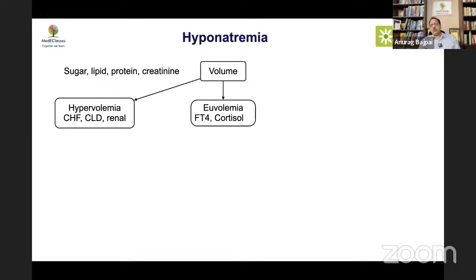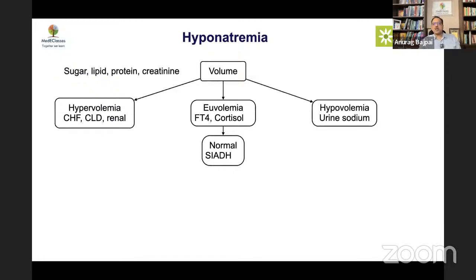If the volume is normal, look at thyroid and cortisol. If it is normal, this is SIADH. If it's abnormal, that's like a multiple pituitary hormone deficiency. If volume is low, look at urinary sodium. If the urinary sodium is low, this is gastrointestinal loss or rarely cystic fibrosis.